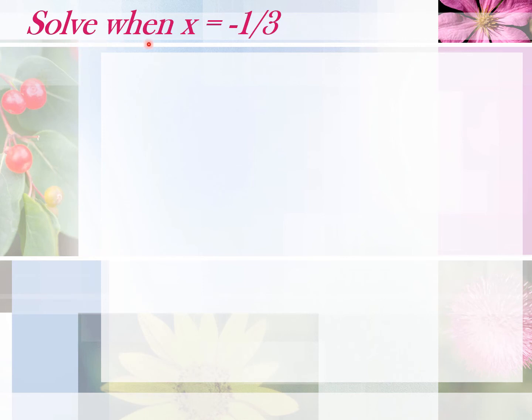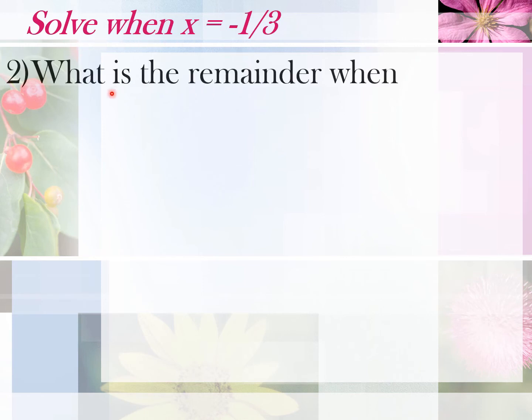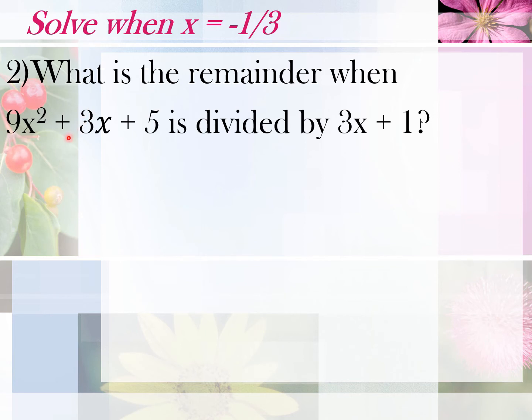So, from our example number 2, we need to solve when x is equal to negative 1/3. What is the remainder when 9x squared plus 3x plus 5 is divided by 3x plus 1? So, from 3x plus 1 kanina na sinolve na natin, in-equate natin sa 0, ang value ng x natin is negative 1/3. It means we need to solve for p of x equals 9x squared plus 3x plus 5 if x is equal to negative 1/3. So, solve natin siya.